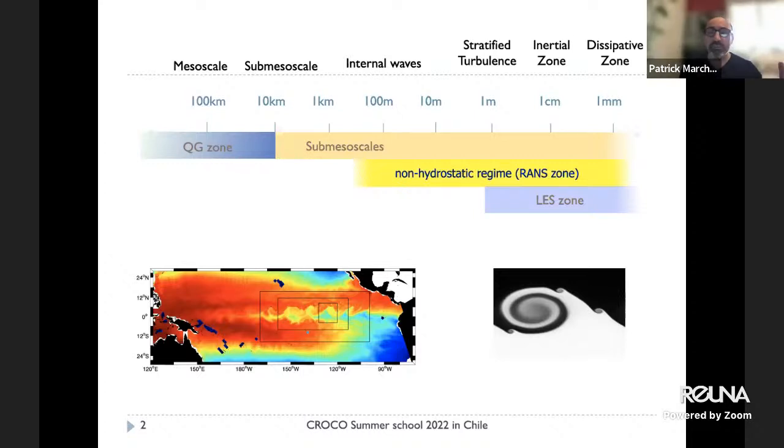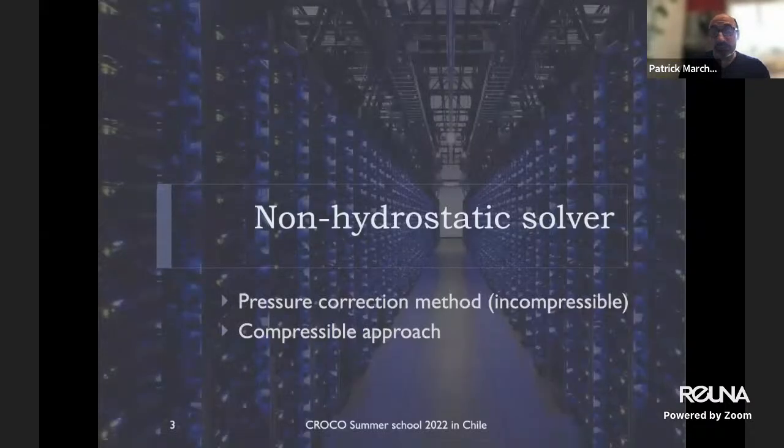When we are above this scale, we say that we do RANS simulations, Reynolds average Navier-Stokes equations, which is quite similar, but we don't fully resolve the large eddies that we will see in this presentation sometimes. So this is for the introduction. And now we are starting the part of the presentation that presents the non-hydrostatic solver. That is, how do we make a model non-hydrostatic?